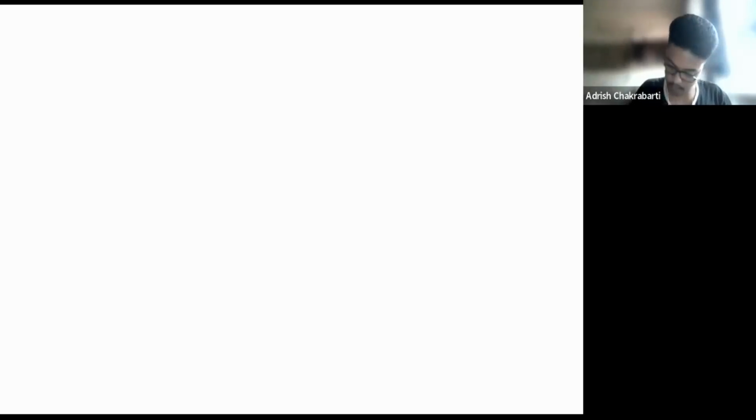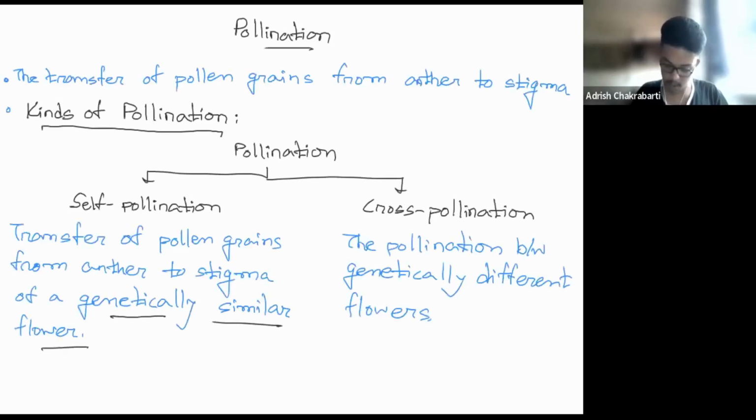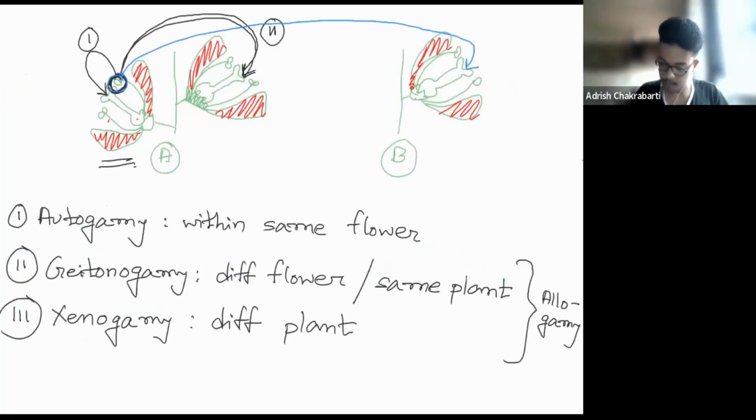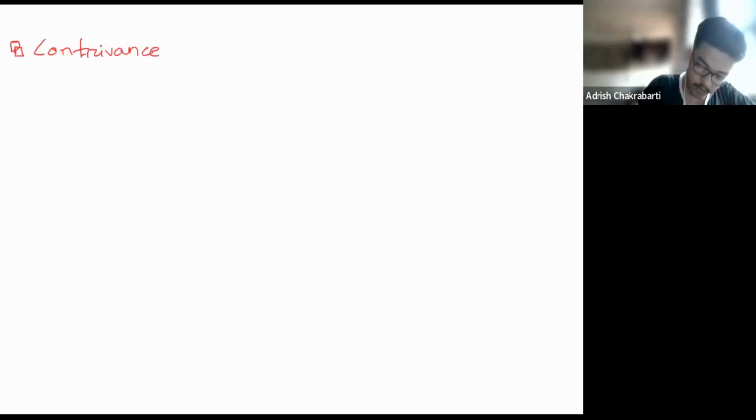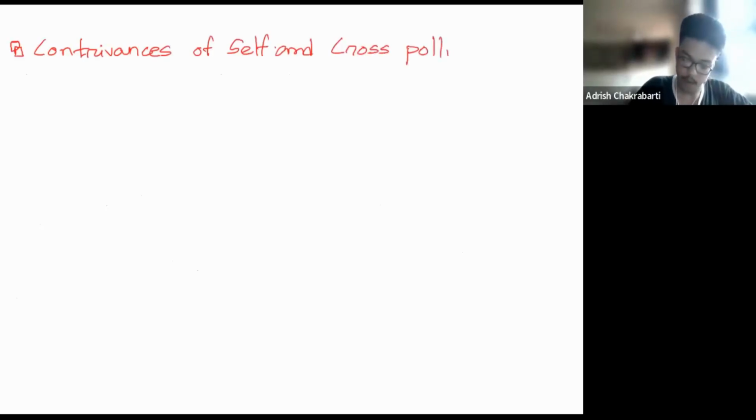So what are the topics that we have covered till now? We have covered pollination. We have covered kinds of pollination: self-pollination, cross-pollination, autogamy, geitonogamy, xenogamy. Now, coming to contrivances of self and cross-pollination. See, these concepts are very, very important.